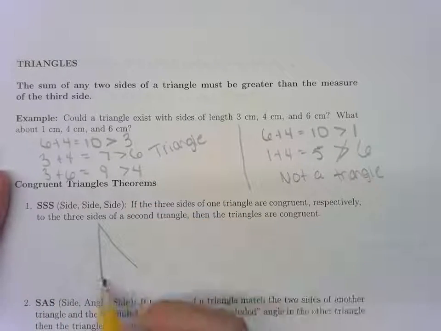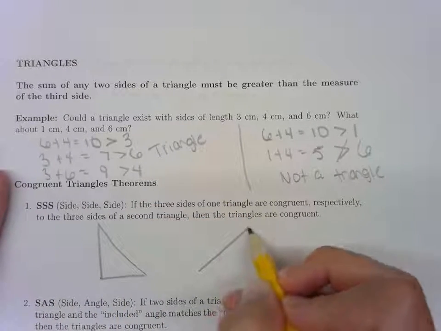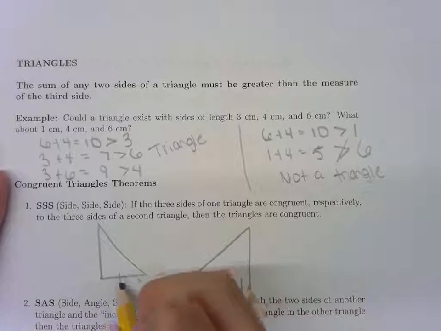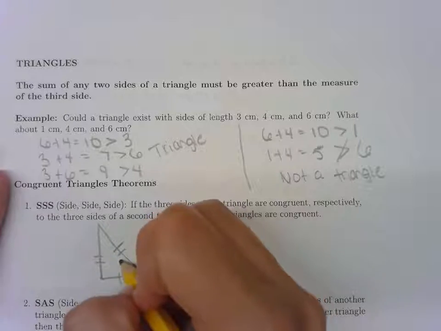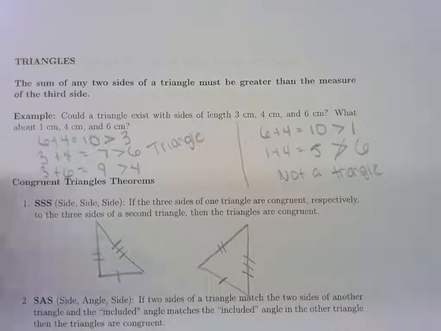Okay, so let's say we have two triangles that look like this. This side is congruent to this side, and this side is congruent to this side, and this side is congruent to this side. Okay, that would be side, side, side. These would be congruent triangles.